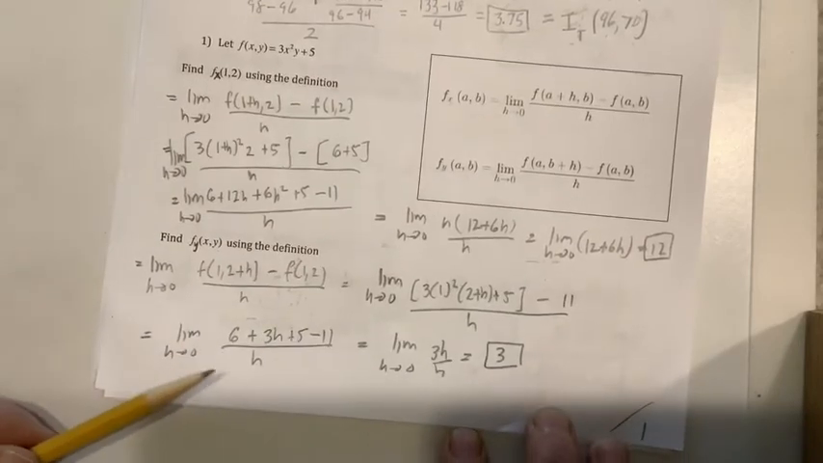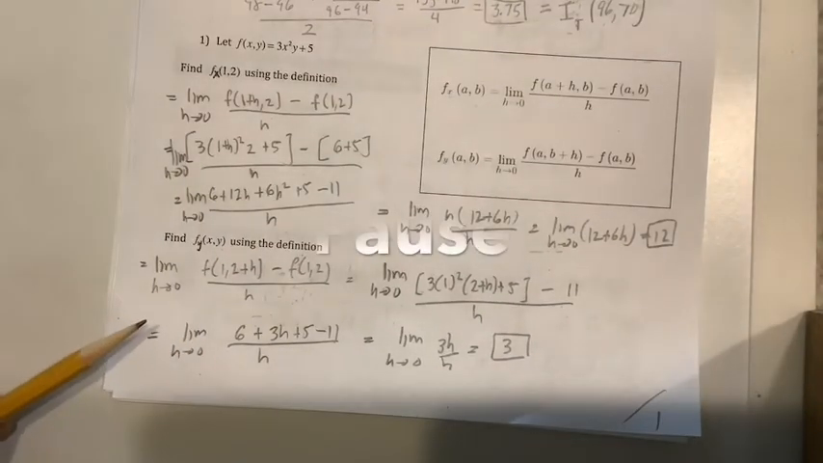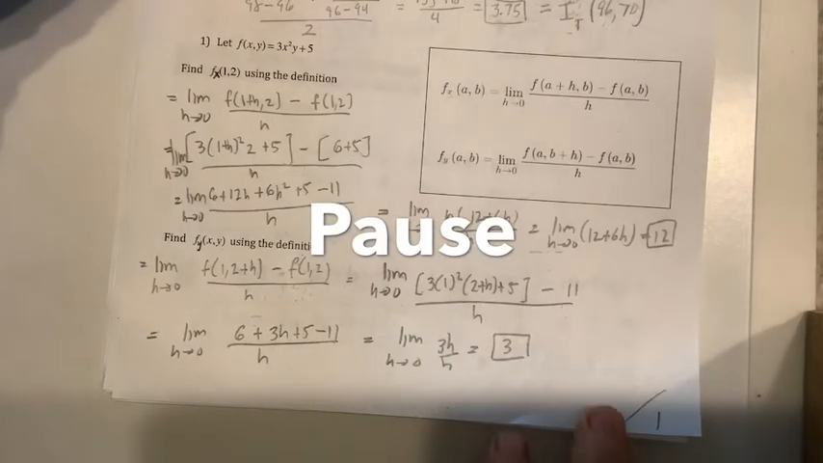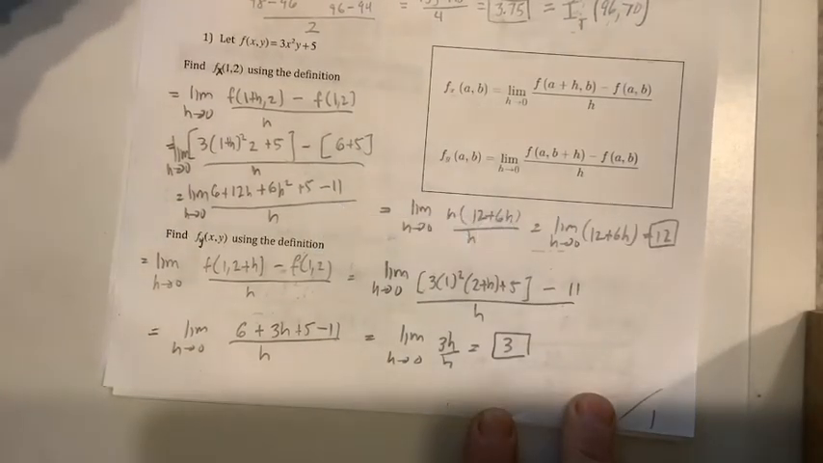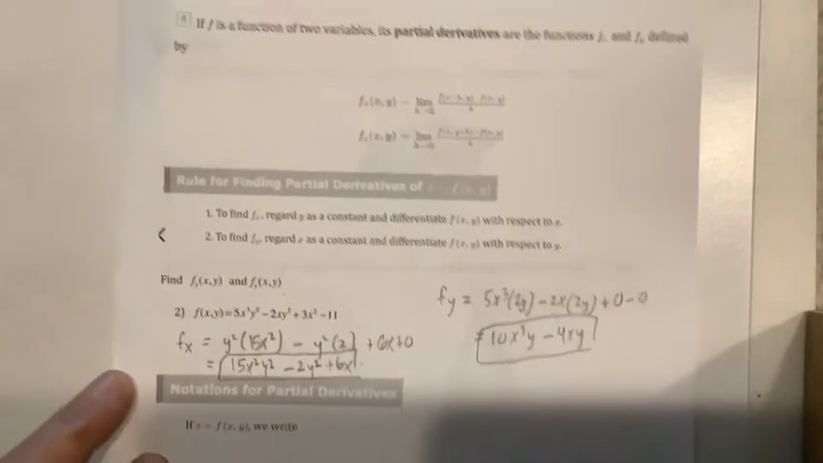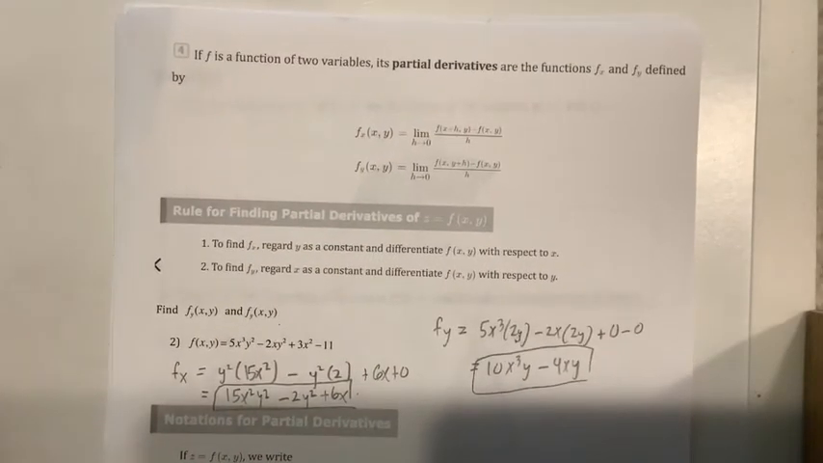You could do the same thing with y. Check that this is the partial with respect to y at that point. Hit the pause button there and check it yourself. All right, so we're not going to have to do that. We have a shortcut way to do it.